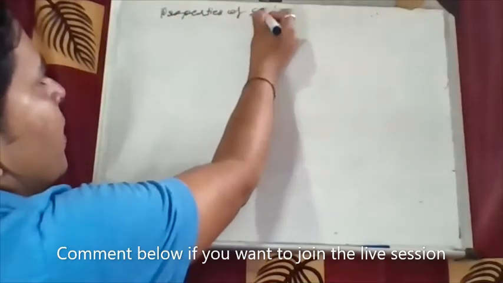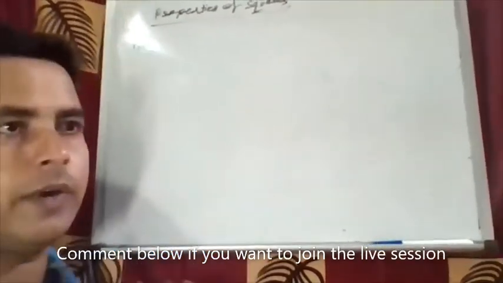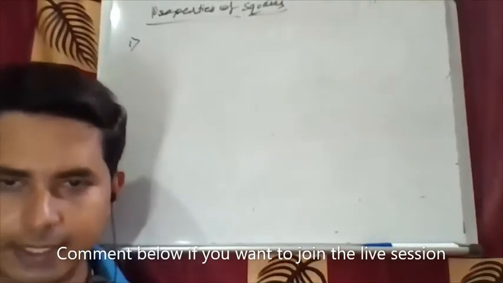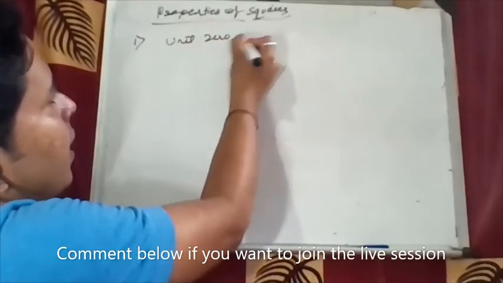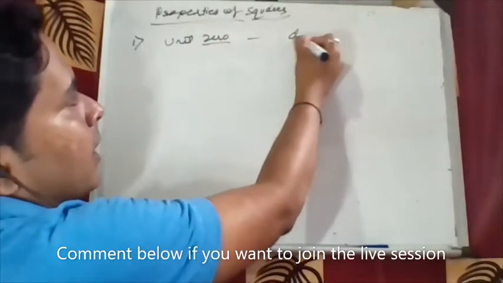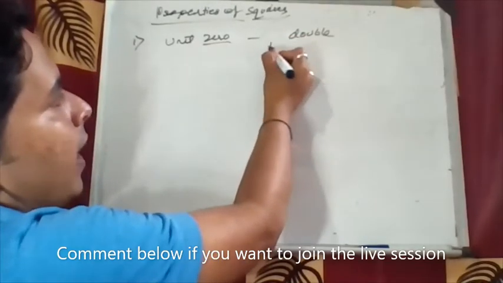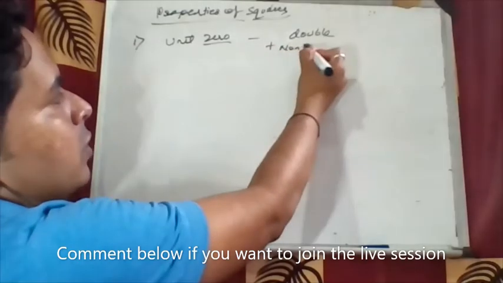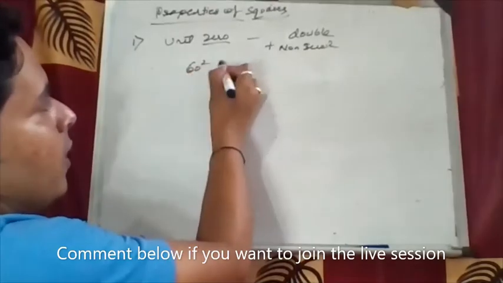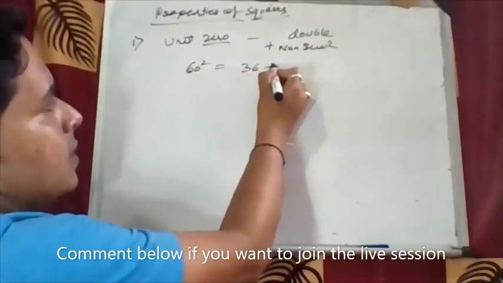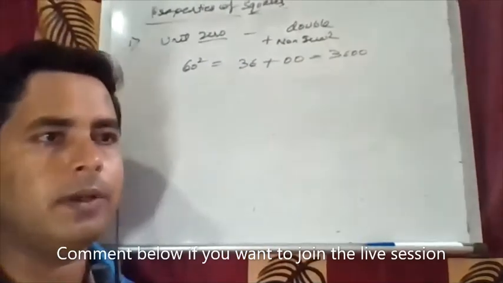Properties of squares. The first one, what it says. As I said in the first, अगर उसका यूनिट डिजिट 0 रहेगा, so हम क्या करते हैं, उसको डबल करते हैं. We'll double the digit and नॉन जीरो के साथ ऐड करते हैं. स्क्वायर ऑफ नॉन जीरो वैल्यू को हम स्क्वायर करते हैं. लाइक अगर आपको 60 का स्क्वायर फाइंड आउट करना है तो क्या करते हैं, 36 प्लस 00, so we'll get 3600. This is the one property.